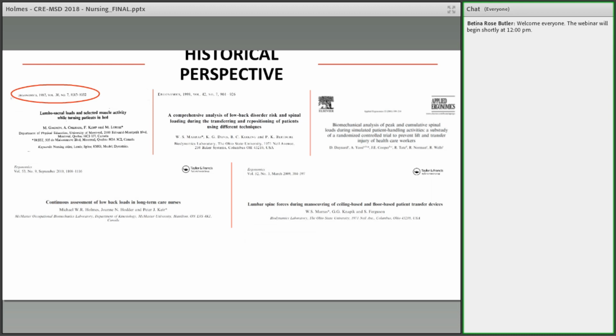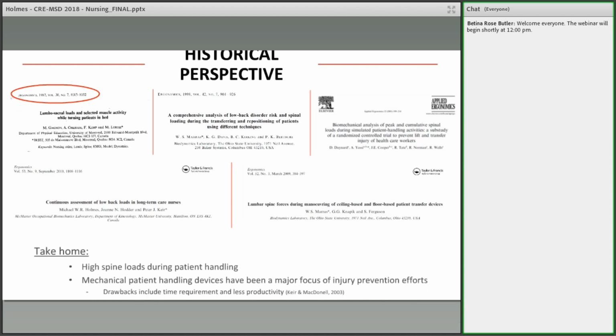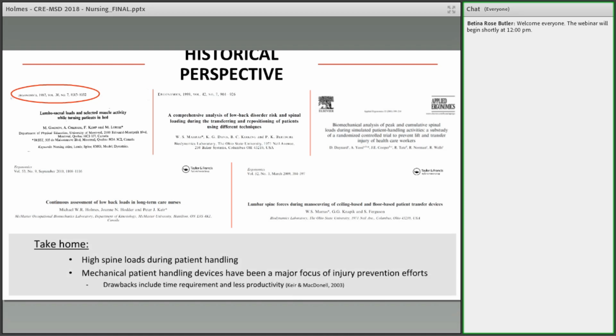And following the same trend of quantifying these spine loads, there's also been a lot of work simultaneously happening in terms of what the spine loads are during different interventions. In particular, there's been a lot of work around mechanical lift devices. So the take-home message to a lot of this is that there are high spine loads during patient handling. That's quite clear. Bill Marras and his group have even suggested that it's almost going to be impossible to redesign or change a nurse or a caregiver's task. They're so physically demanding.